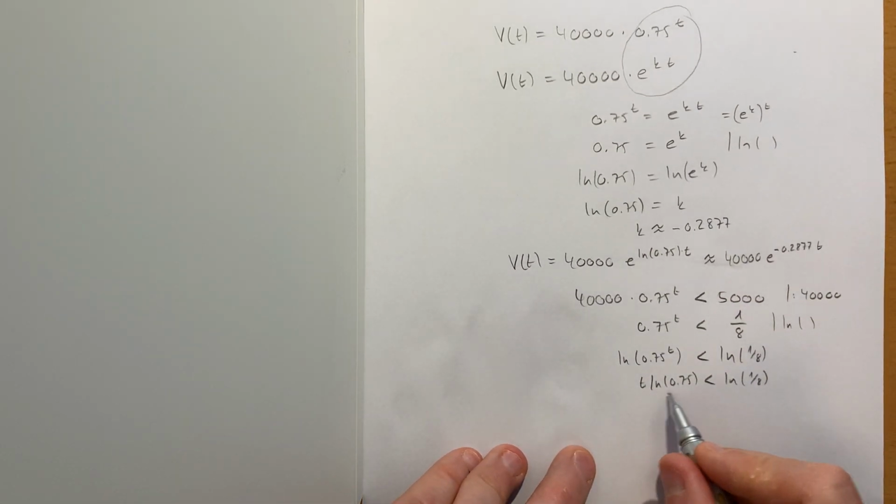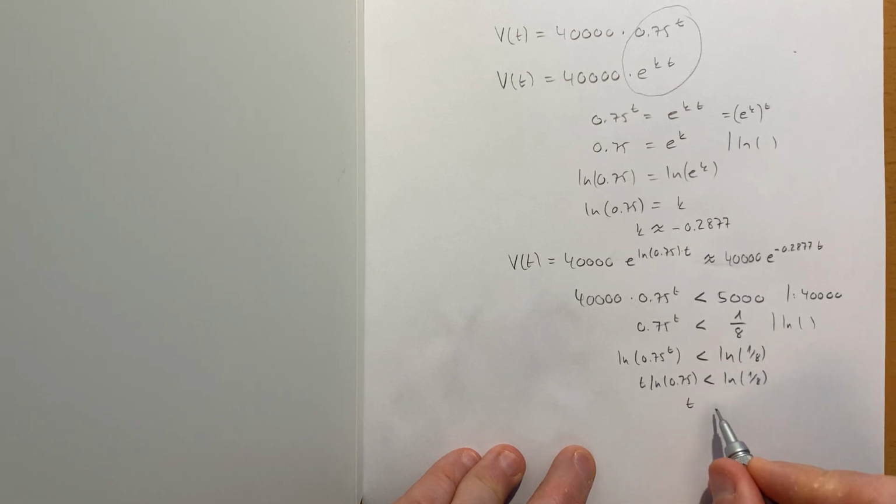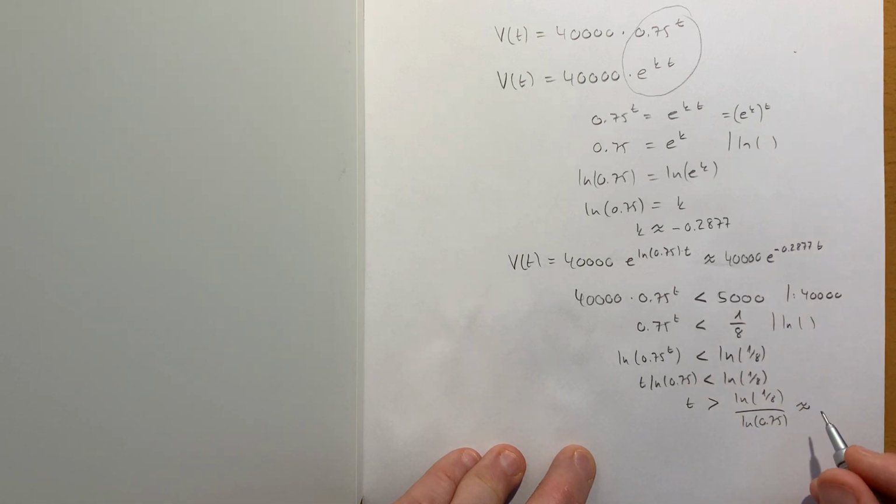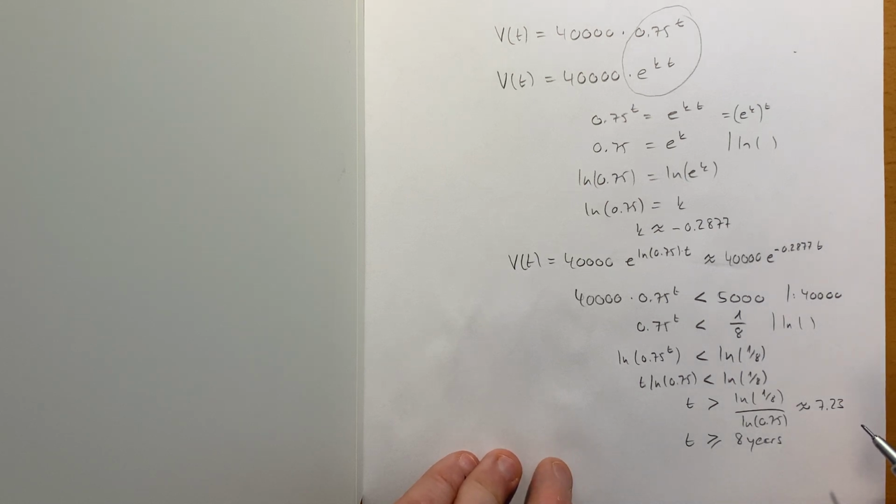Now you divide by this, but please be careful. This is a number between 0 and 1, so this will be a negative number, so you have to change the sign. t is greater than ln 1/8 divided by ln 0.75. This is approximately equal to 7.23 years. So t is greater than or equal to 8 years. So after 8 years, the worth of your car will be below $5,000 for the first time.